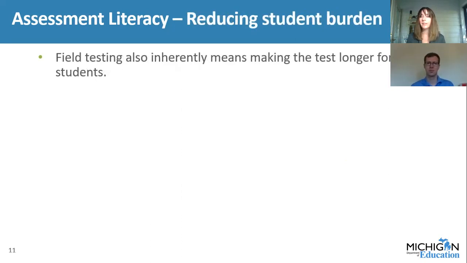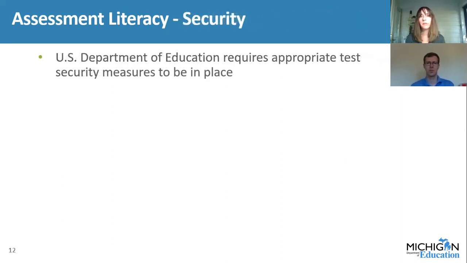So that is related to reducing student burden, right? We can only make it so long. And our last area of security is something that is required through our peer review process through the US Department of Education. We are required as a part of ESSA to have a test that is secure. And part of that is we've got to be able to show that we've got appropriate security measures in place for our tests.